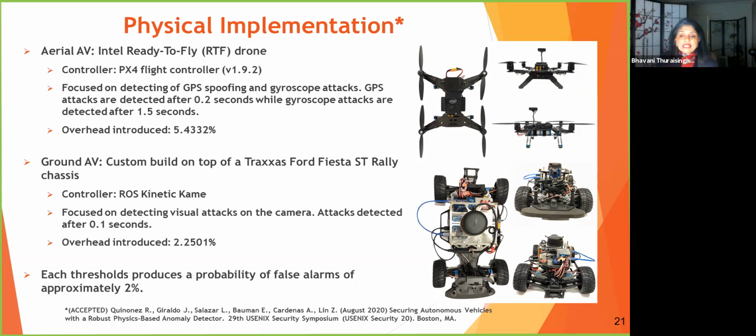Okay, the gyroscope attacks. GPS spoofing attacks are detected after 0.2 seconds, while gyroscope attacks are detected after 1.5 seconds, and the overhead is about 5.4%. The ground AV is custom built on top of a Traxxas Ford Fiesta, the controller is ROS Kinetic, focused on detecting visual attacks on the camera. Attacks are detected after 0.1 seconds. The overhead introduced is about 2.25%. Each threshold produces a probability of false alarms of about 2%, and we have to reduce it even further. So that's the physical implementation.